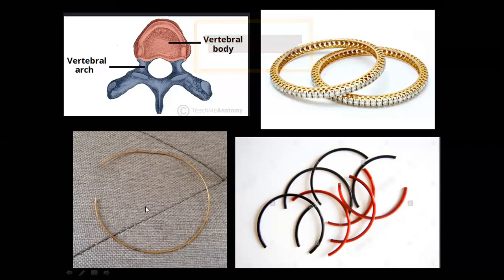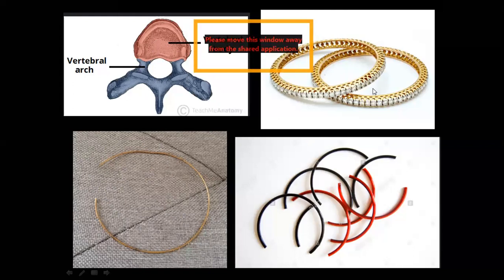So this is a ring-like structure. If the ring is fractured on both sides, it is an unstable structure. If it is fractured only on one side, it is a stable structure. So just to give an outline.